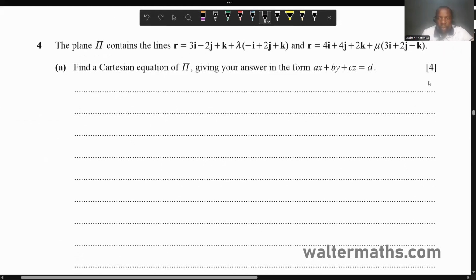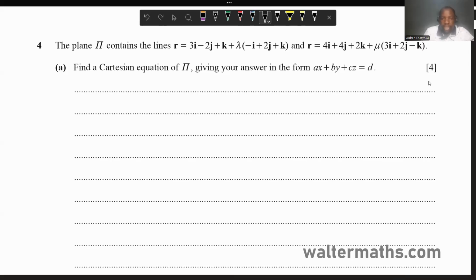On question number 4, it says the plane pi contains the line r equals 3i minus 2j plus k plus lambda of (minus i plus 2j plus k), and r equals 4i plus 4j plus 2k plus mu of (3i plus 2j minus k). On part A, find a Cartesian equation of pi, giving your answer in the form ax plus by plus cz equals d.